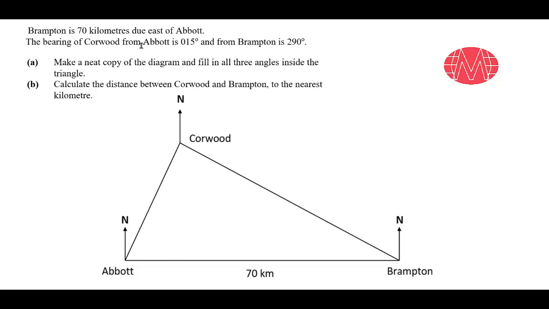Brampton is 70 kilometers due east of Abbott. This is mentioned on the diagram, and there is important information: it is due east. Brampton is 70 kilometers due east of Abbott.